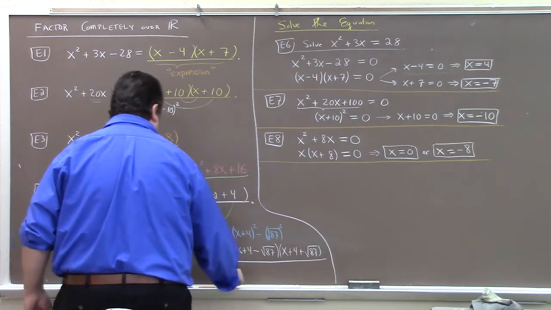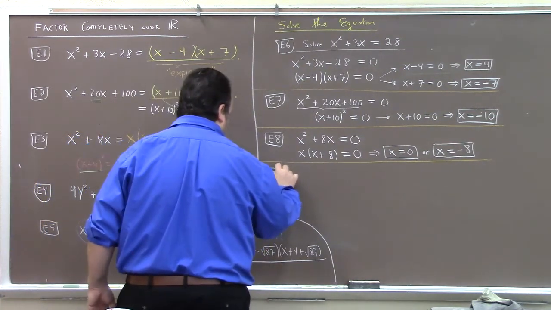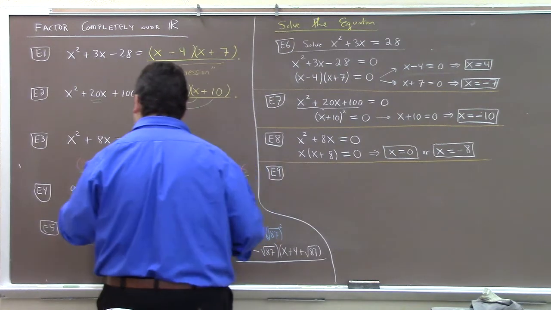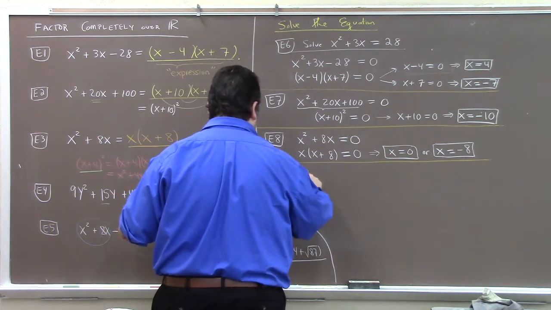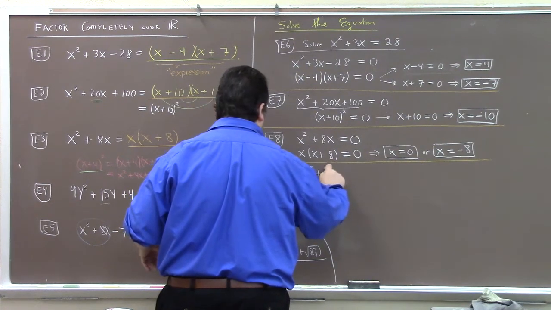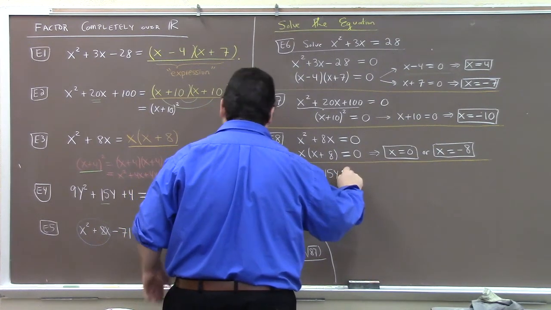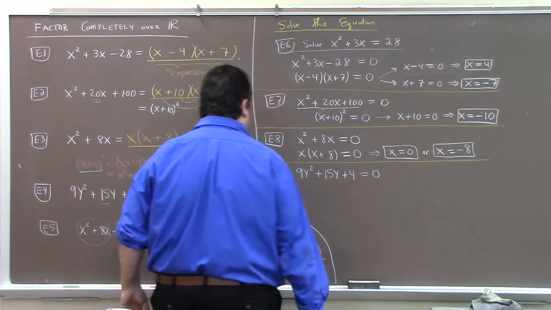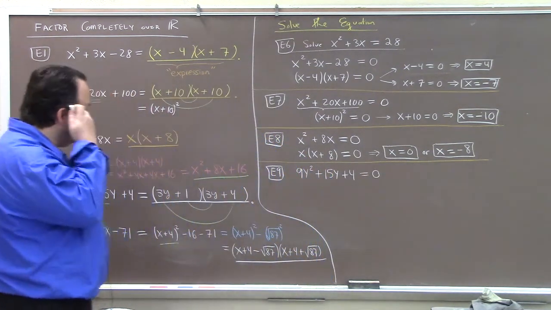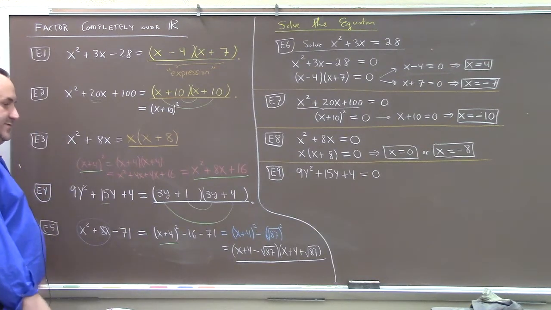Example 9. I think you know where I'm going with this. Let's see here, where were we? 9y squared plus 15y plus 4 equals 0. That looks kind of scary, doesn't it? But listen, there's nothing to be scared of here because we already learned in example 4, we can factor that expression.